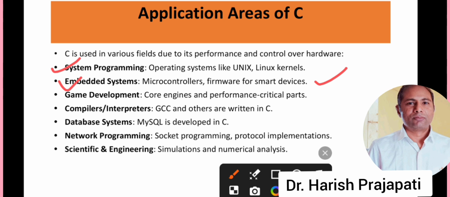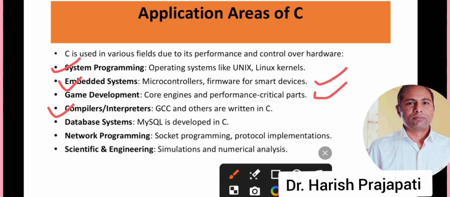The third application of the C language is game development. We can see a lot of online games in today's scenario, so we can use the C language in game development. Then there are compilers and interpreters, in which we run or execute programs in different languages. For developing compilers and interpreters, we can use the C language.